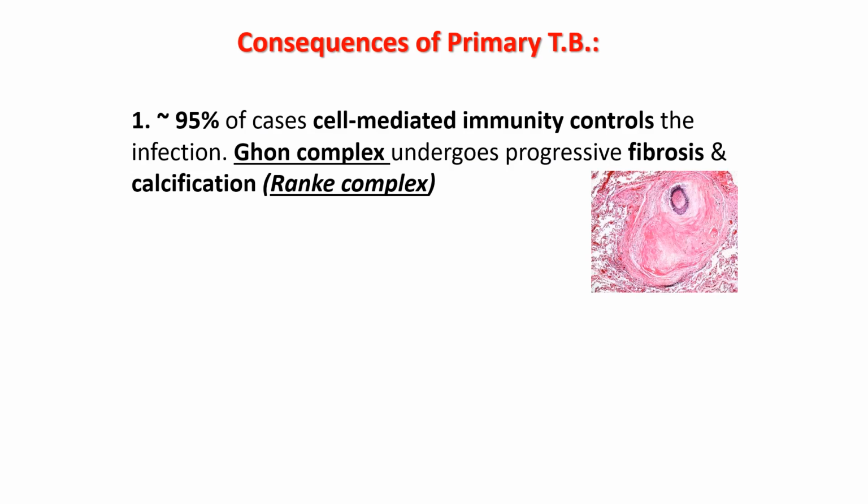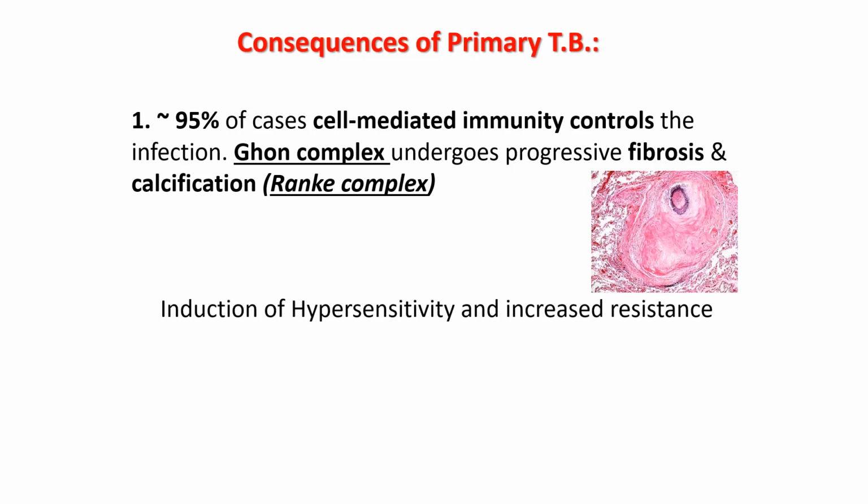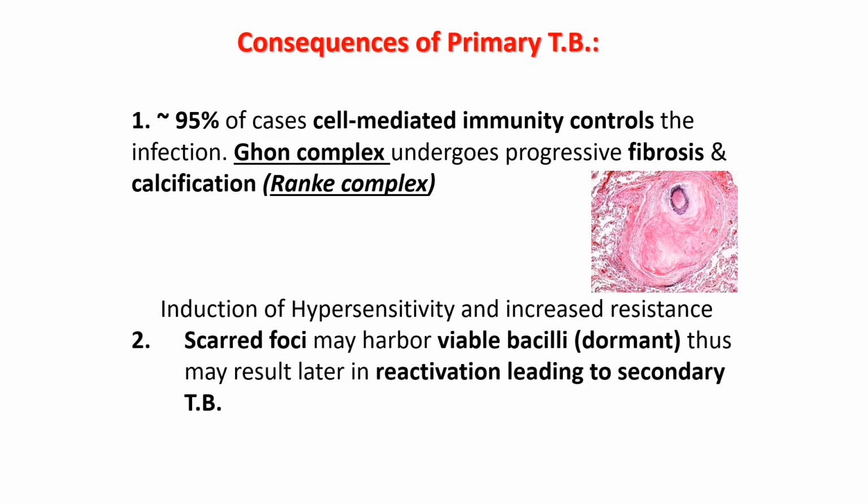95% of cases with a cell-mediated immune response will control the infection. The focus will undergo progressive fibrosis and calcification. Induction of hypersensitivity and increased resistance of the body will lead to more scarring of this focus and calcification, with eradication of the organism. But in some cases, some organisms remain viable, forming what's called a dormant focus. This dormant focus can be a source for secondary infection or undergo reactivation, forming secondary pulmonary TB.